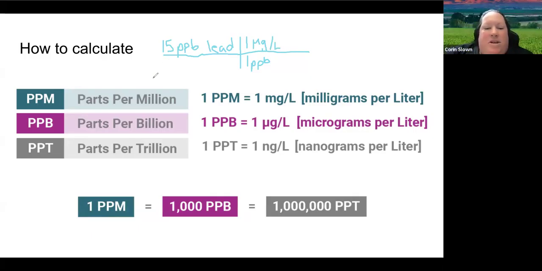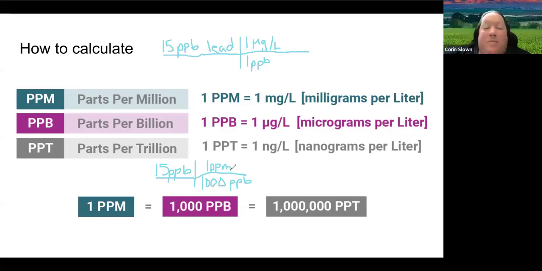But if I wanted, say, for example, to know how much is that in parts per million? Because maybe I'm given a table and the information isn't in parts per billion, it's in parts per million. Well, then I could do a conversion. Oh, I need one more P there. So 1,000 ppb is 1 ppm. So being able to interconvert between these values can be useful.